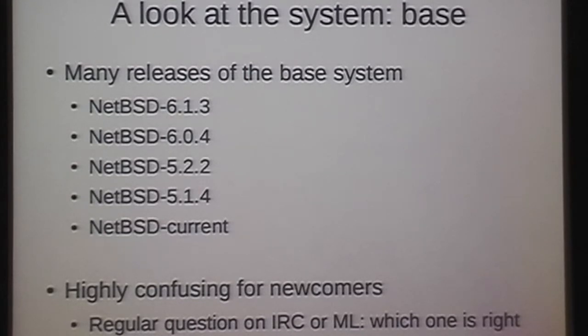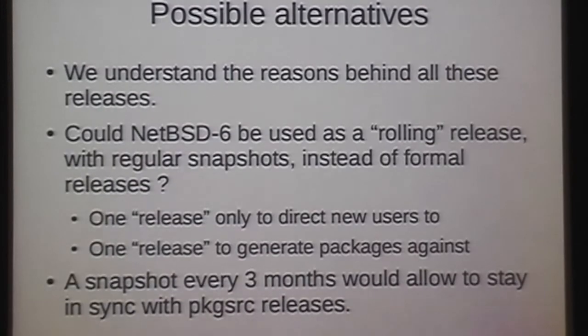There's a very good reason for all those releases, and we do understand why there are so many. It's just that we are supporting those releases for a very long time. Basically, we as the NetBSD project are supporting two releases, 5 and 6, and then when NetBSD 7 comes out, NetBSD 5 will no longer be supported. But still, from the end user perspective, it's highly confusing. Do I need to go with 6.0.1, 6.0.2? No idea.